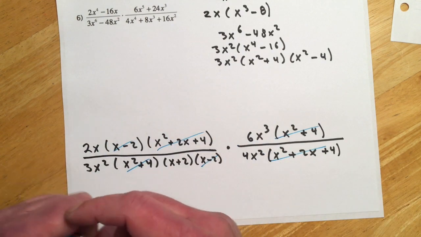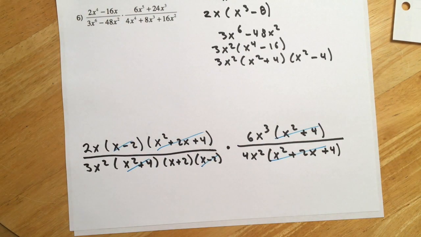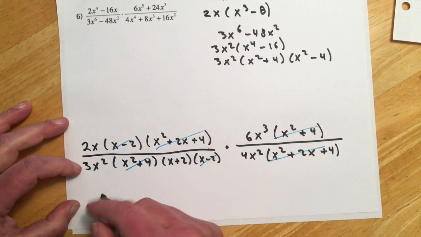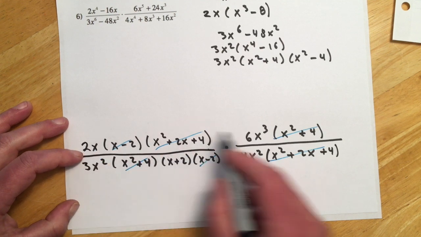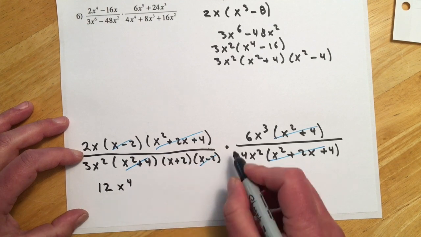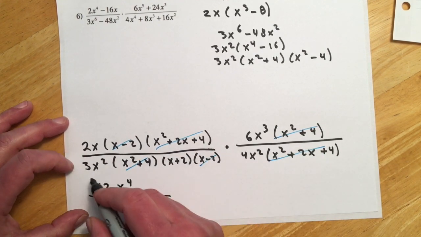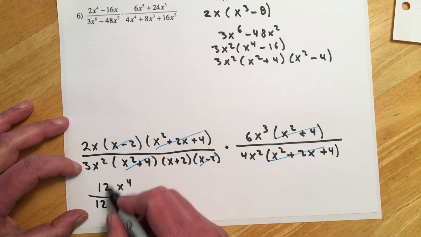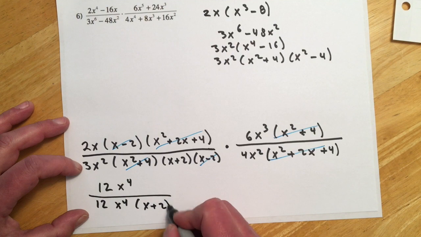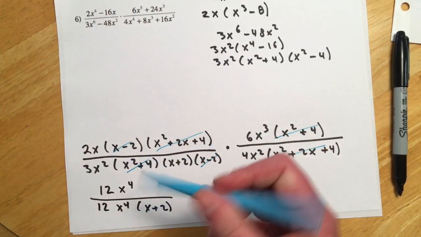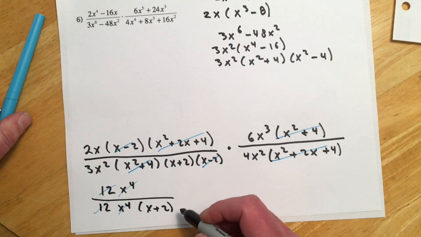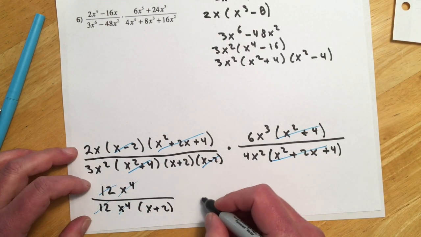The numbers are kind of strewn everywhere, so for me, you can either try to do it in place, and at least gather it up in your head if you don't do it physically like I'm going to do here. But if you think of it as 2 times 6 is 12, x cubed is x to the 4, and then that's it for the numerator. Downstairs I have 3 times 4 is 12, x squared, another x to the 4th, and x plus 2. So then that helps me see 12s cancel, x to the 4ths cancel, and I'm just left with this kind of floating x plus 2.